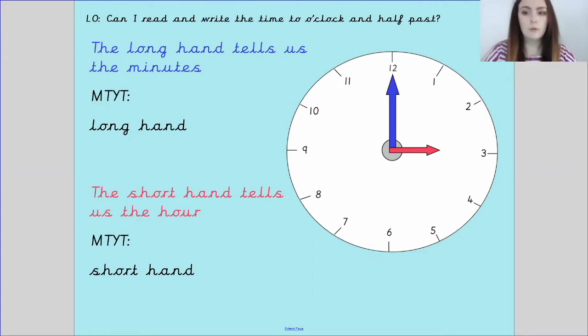The shorter arrow, which is called the short hand, tells us the hour. My turn, your turn. Short hand.